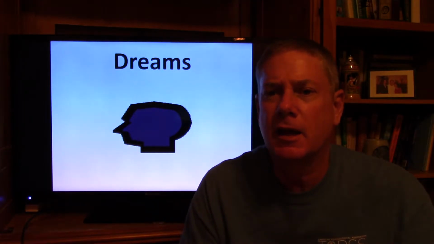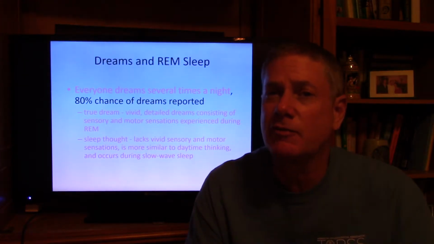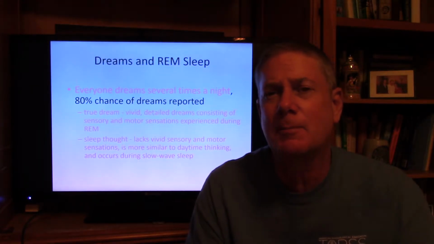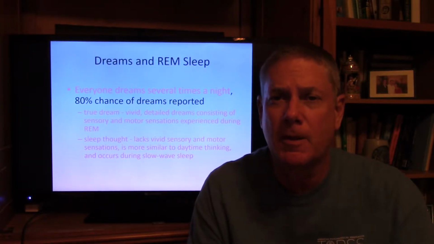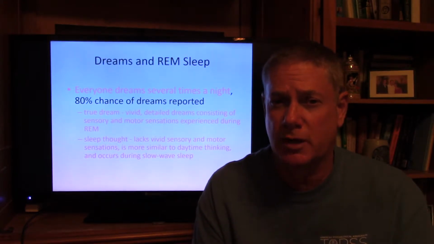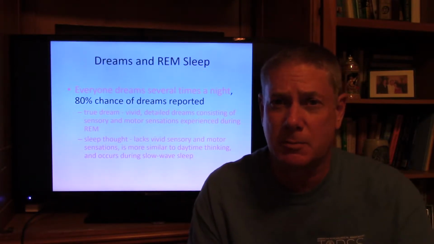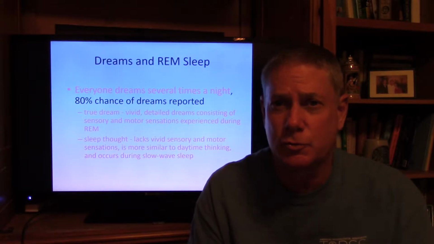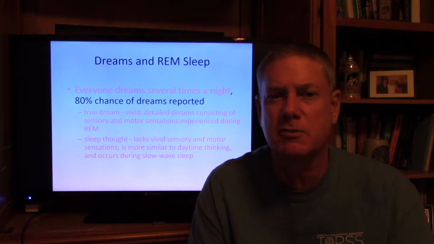Dreams basically are a manifestation of what we call REM sleep, which we've discussed in our previous two sections. Everyone dreams several times a night, and on average about 80% of dreams are able to be reported by people. Now, we need to differentiate between a true dream and a sleep thought. A true dream has to take place in REM sleep, rapid eye movement, one of the 4 stages of sleep, as we've discussed previously.